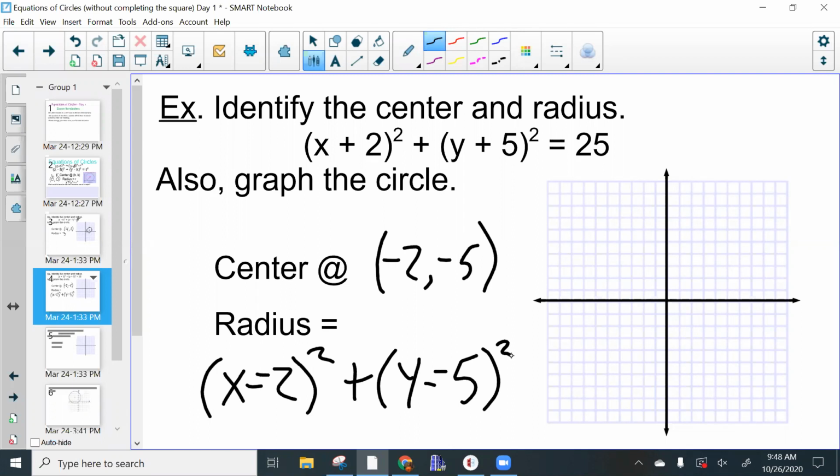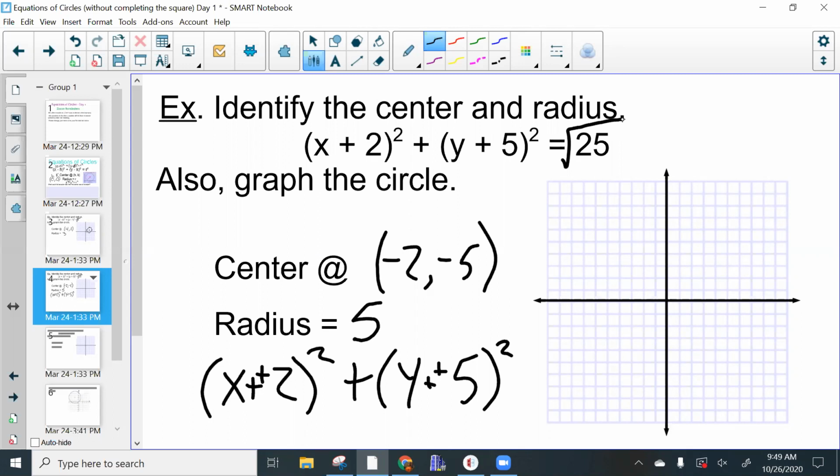And then, again, if these are negatives, it's going to change to positives. So that's why we did -2, -5. Can anyone tell me the radius? Yeah, 5. And then how did you get 5? Yeah, so we square root this value over here, because again, in the equation, it's r squared. And to get rid of a squared, we're going to square root.